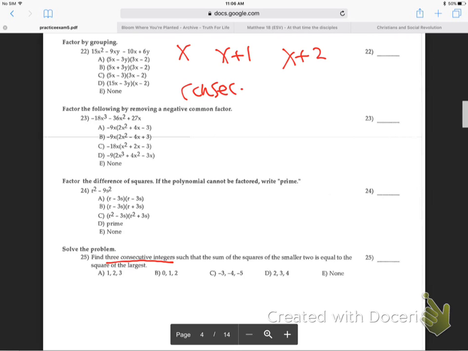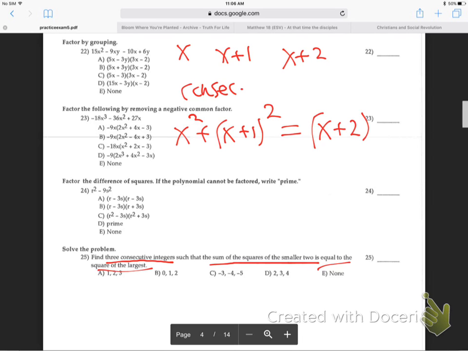Because even and odd jump by 2 every time, but just consecutive goes up by 1. All right, what does it say? The sum of the squares of the smaller 2. That means the first one squared plus the second one squared. The sum of the squares is equal to the square of the largest. The largest one squared. See what they're saying there?